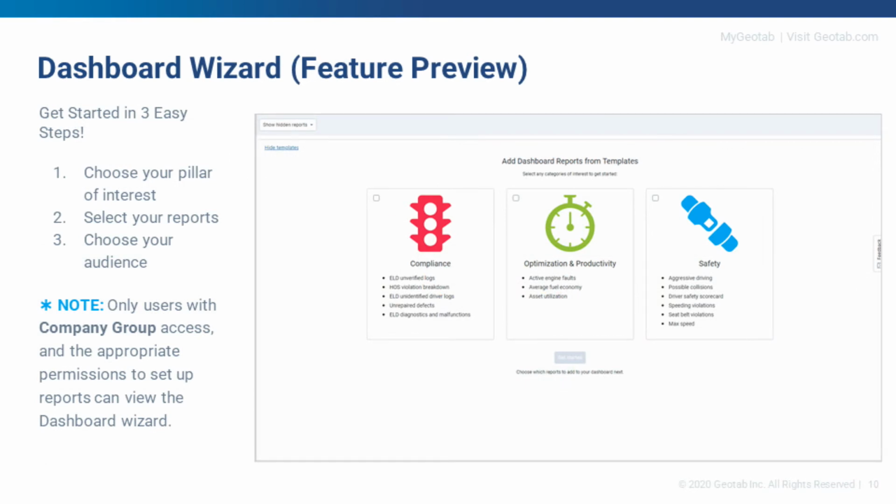Now, another fantastic new tool that for now will be available in feature preview is the dashboard wizard. Whether you're a new customer, or you want to hit the ground running, the new dashboard wizard can help you get started in 3 very easy steps. Simply choose your pillar of interest, select your reports, and choose your audience. We'll do the rest. Rules are applied automatically and can be changed anytime by going into the administration, report setup, and dashboard section.